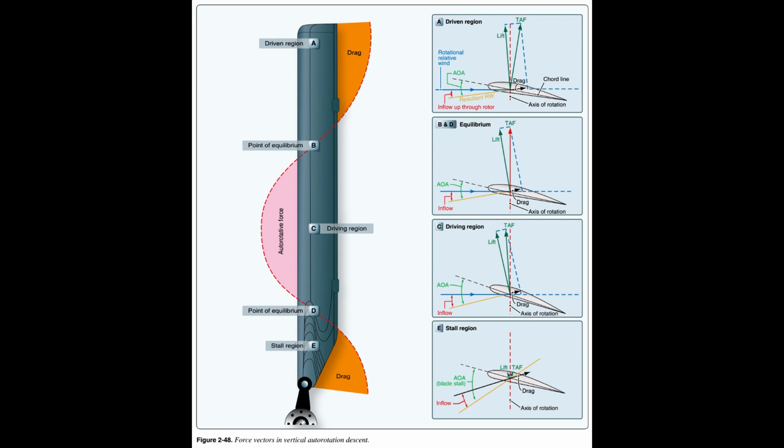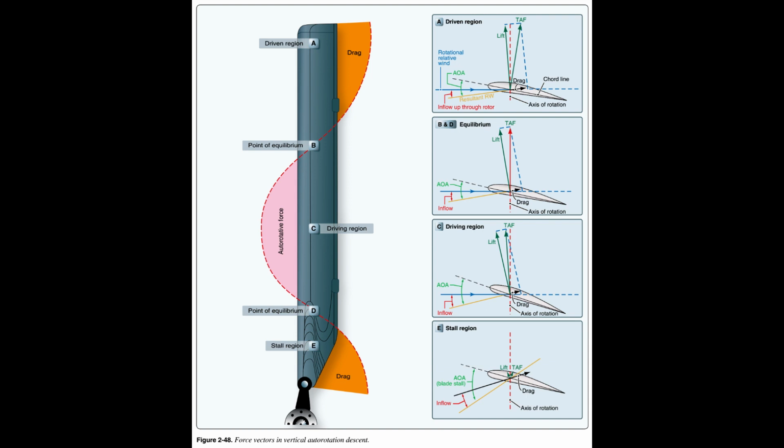Force vectors are different in each region because rotational relative wind is slower near the blade root and increases continually toward the blade tip. Also, blade twist gives a more positive AOA in the driving region than in the driven region. The combination of the inflow up through the rotor with rotational relative wind produces different combinations of aerodynamic force at every point along the blade.